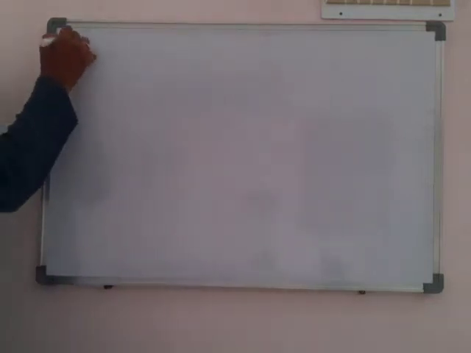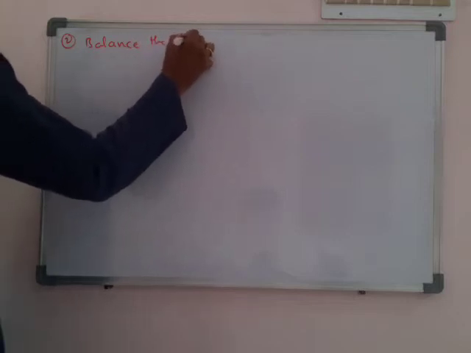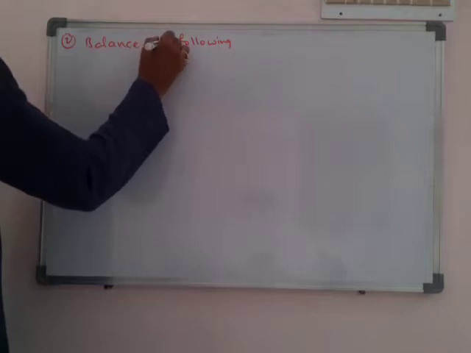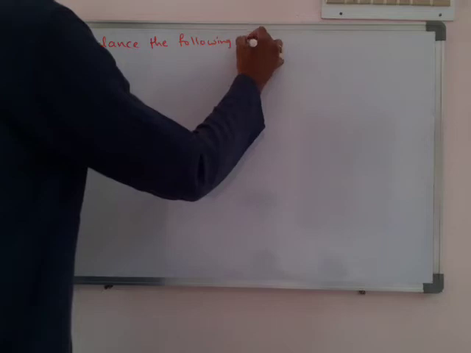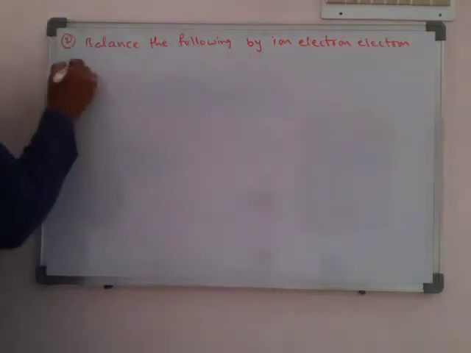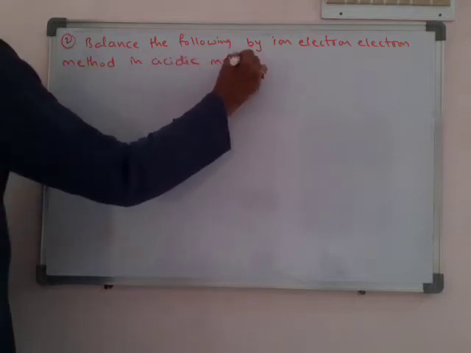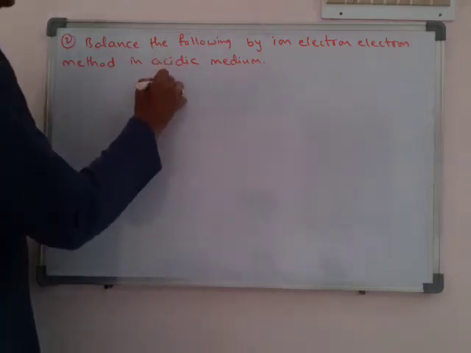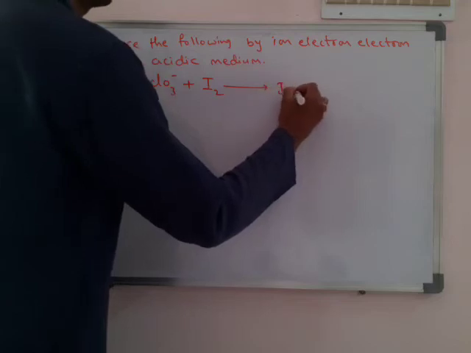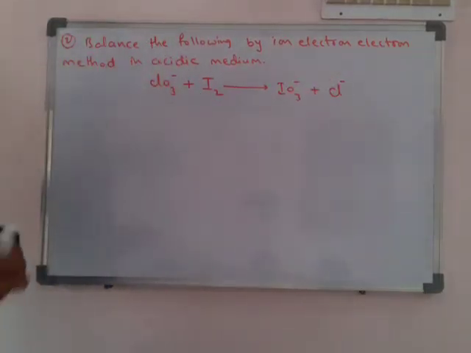Now see one more equation. Balance the following reaction by the ion electron method in an acidic medium. The equation is ClO3 minus plus I2 gives IO3 minus plus Cl minus. Okay, so we have to balance this.